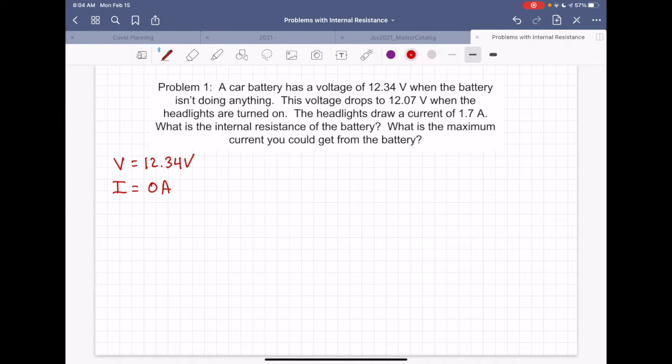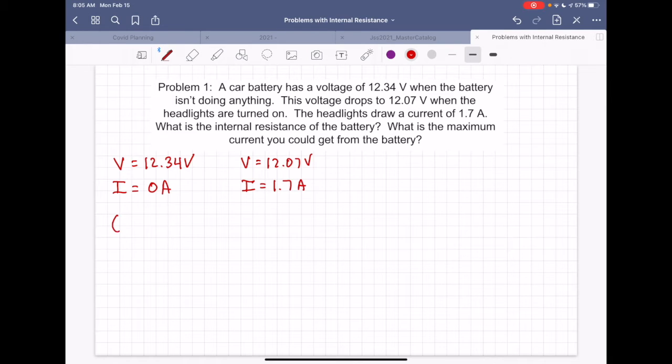We then turn on the headlights. It's important to note that the car itself should be off during this procedure. So we turn on the headlights and the voltage drops to 12.07. The current through the headlights will be a combined 1.7 amps. So that is the current coming out of the battery.